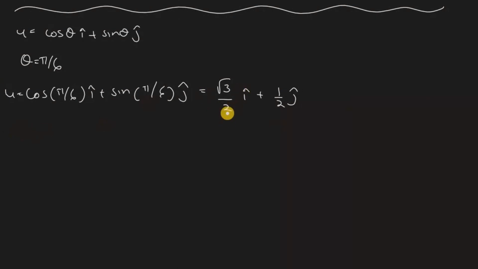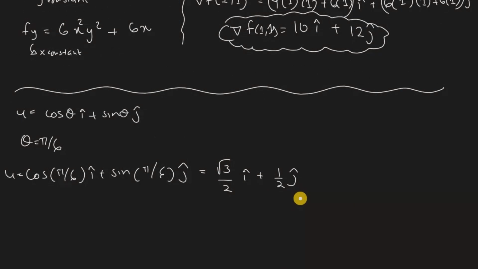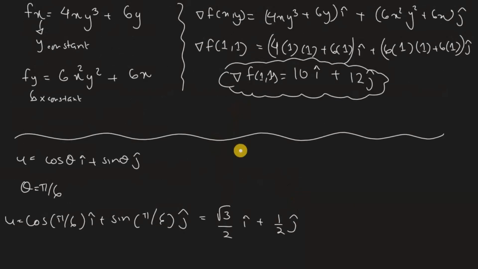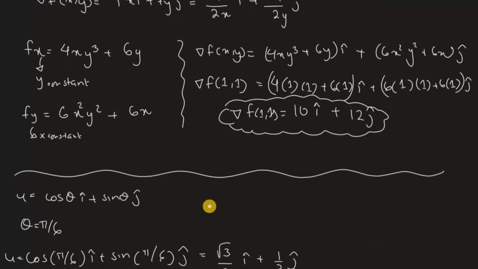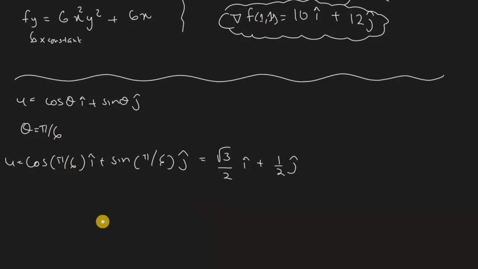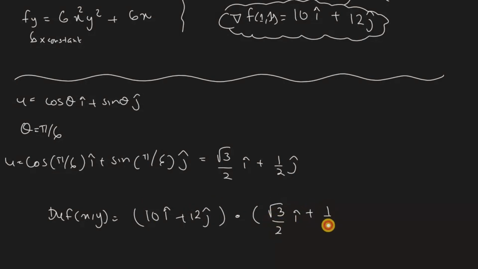Okay, so what's our next step? Now that we have our unit vector and we have our gradient vector over here, we just need to dot product them, because remember the formula, it says over here, first you find the gradient and then dot product it with the unit vector. So let's just dot product these two. So we have our D_u f of x, y. We're simply going to take this gradient vector and dot product it with the unit vector that we just found.